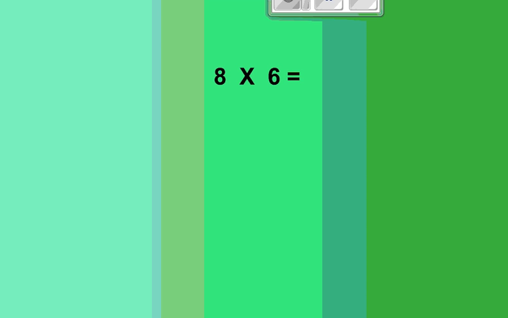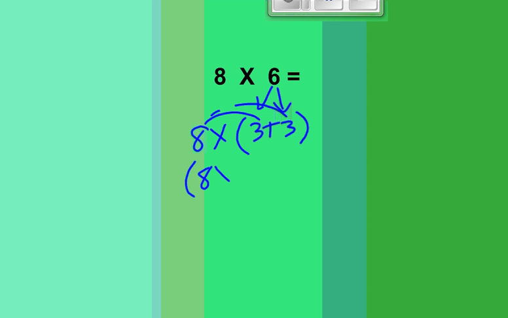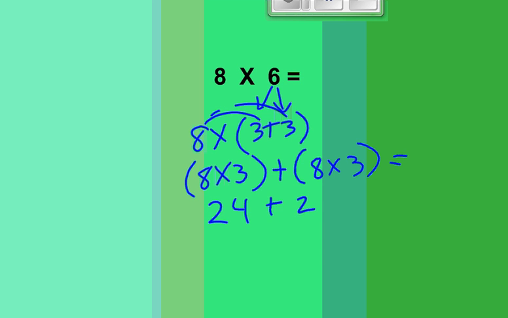So here's another problem. If we have 8 times 6, we can break up one of the factors. If you know that 6 equals 3 plus 3, put that in my parentheses, and I'm going to distribute the 8, and I'm going to multiply 8 times 3, and then 8 times 3 again. And I can rewrite this expression as 8 times 3 plus 8 times 3. I know that 8 times 3 equals 24, plus 24, which equals 48.